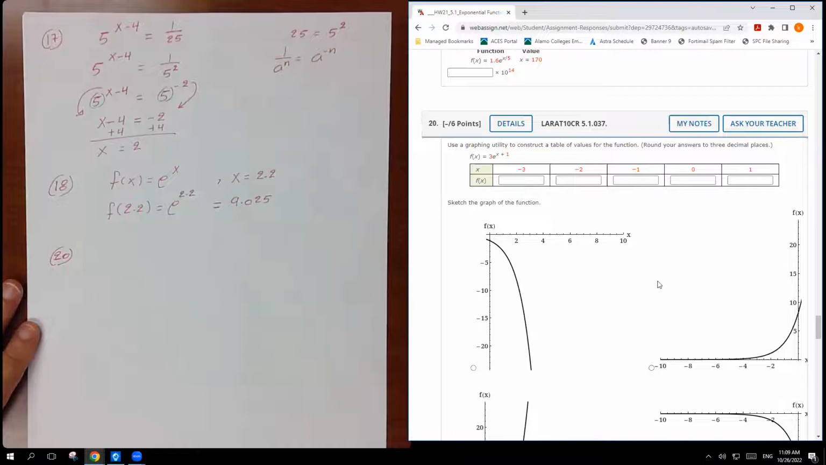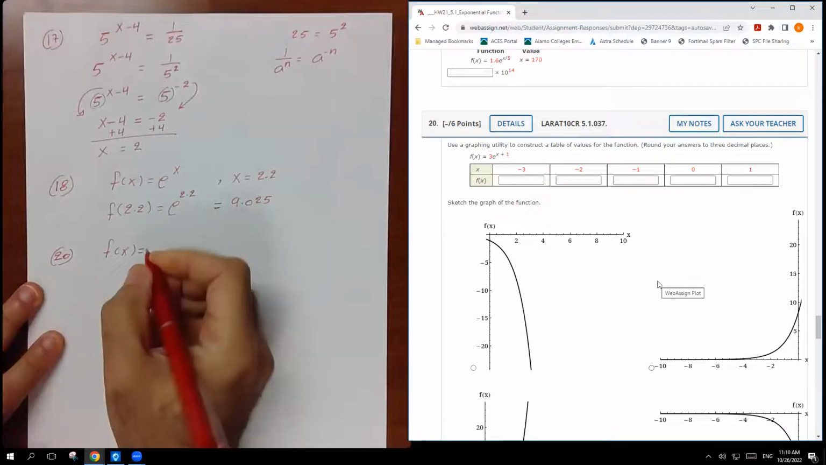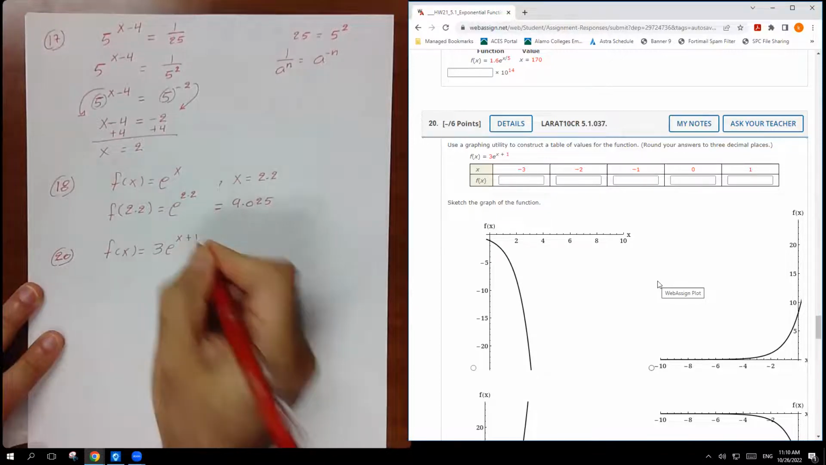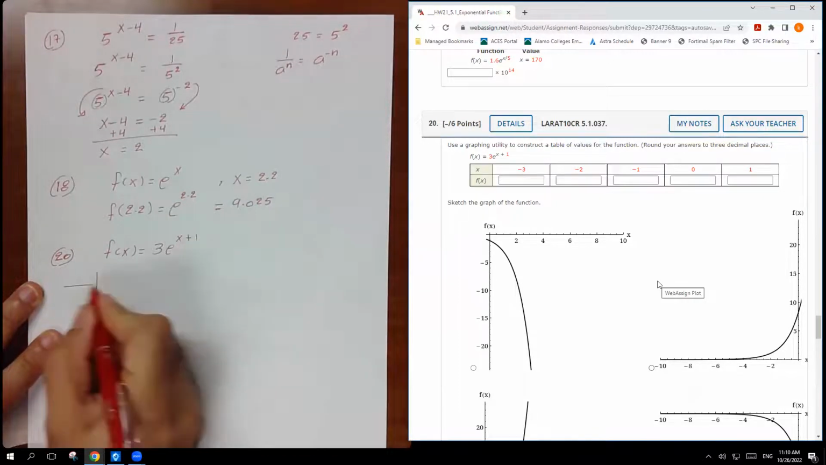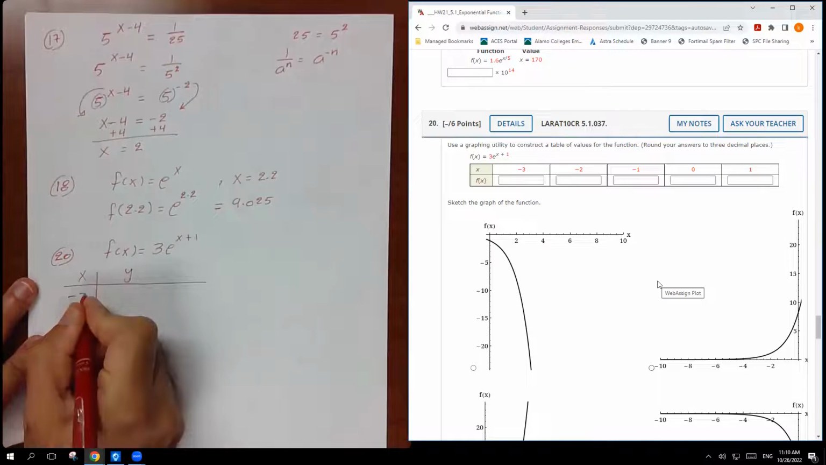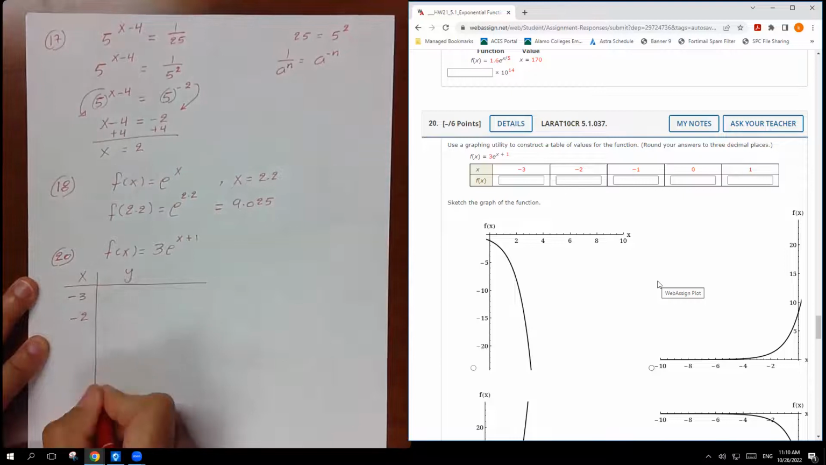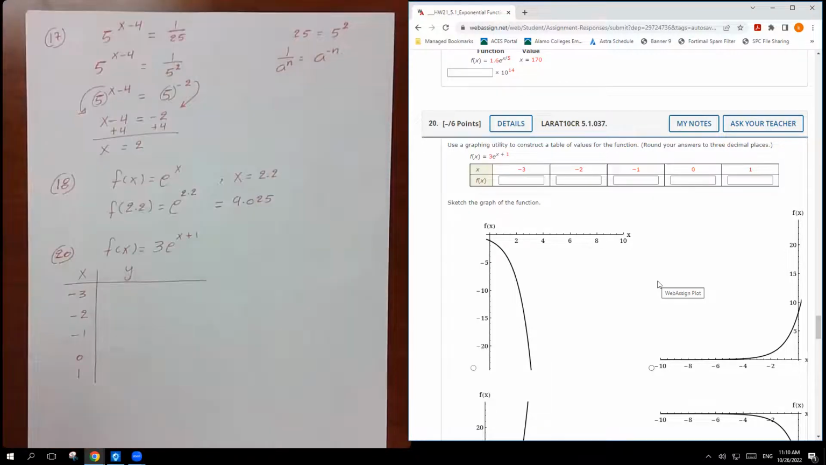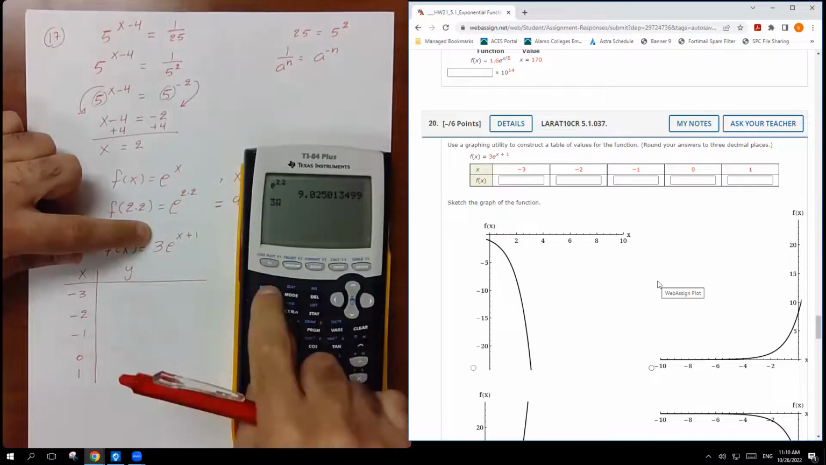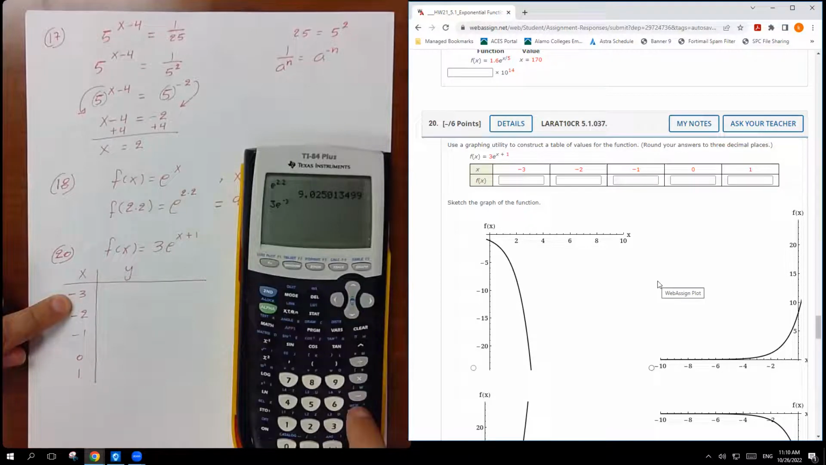So let's check this one. We have f of x equal 3 e to the x plus 1. Let's check the table, x, and here is y. We're going to evaluate each value. So -3, -2, and later on -1, 0, 1. Let's evaluate. That means 3, the second function, which is e to the x. Now x is -3, so -3 plus 1.